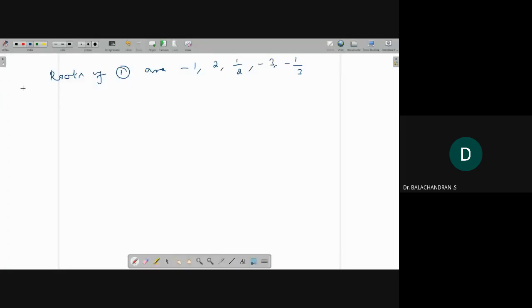Okay, type 3. So type 3 is odd degree with the unlike signs for its coefficients.